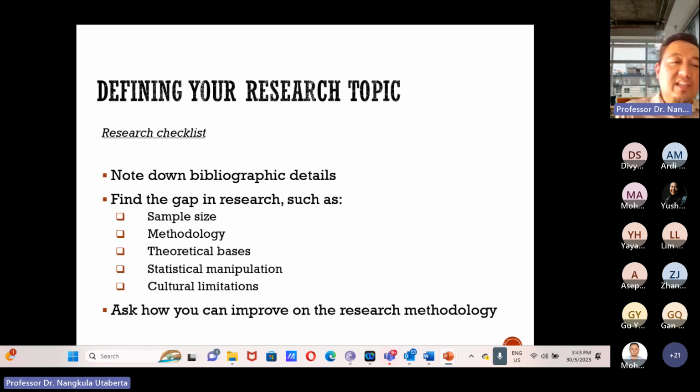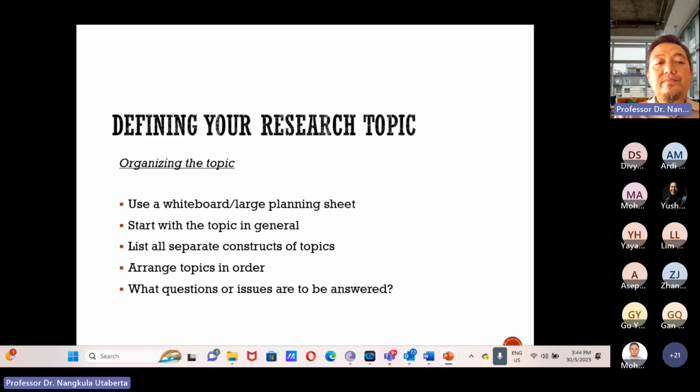Defining your research topic, research checklist. I think this one is very important. Note down bibliographical details. Find the gaps in research. When you read many articles or much information regarding certain research, you might find the gaps, the ones that people might not have done before. Sample size, methodology, interpretation base, statistical manipulation, cultural limitation. So you need to look at these gaps and try to improve on them through your research.